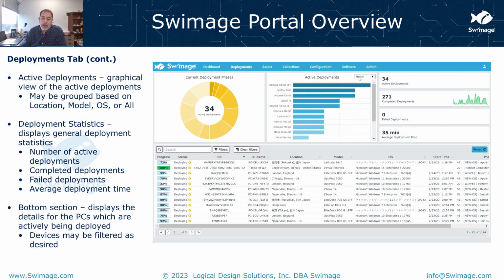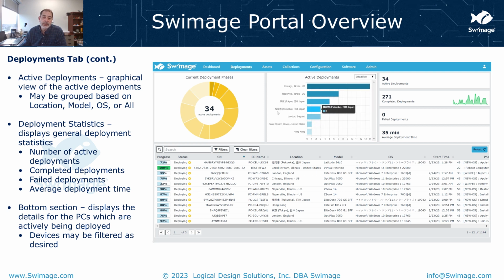The active deployments are another graph that can be broken into the groupings like location, model, OS, and so on, just to give you a general idea based on those groupings where we're at in the deployment. Then there are general deployment statistics, including completed deployments all time, as well as down here we have the individual machines where we can actually see specifically for a machine where it's at. You can look those machines up if you're trying to find that information using the standard filters that we have.